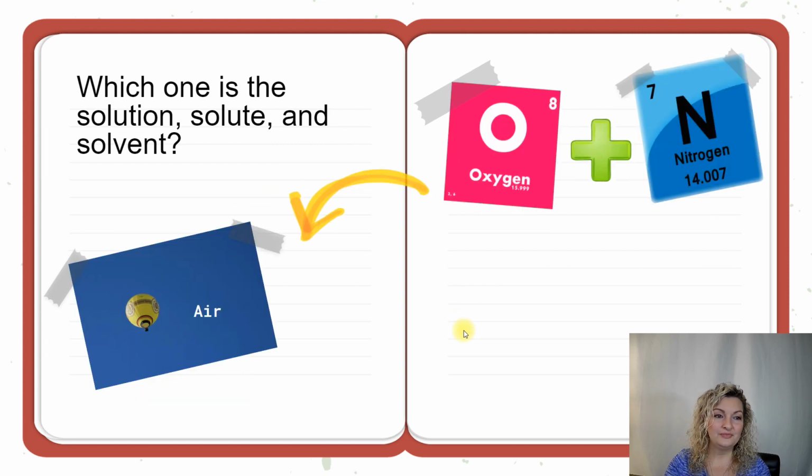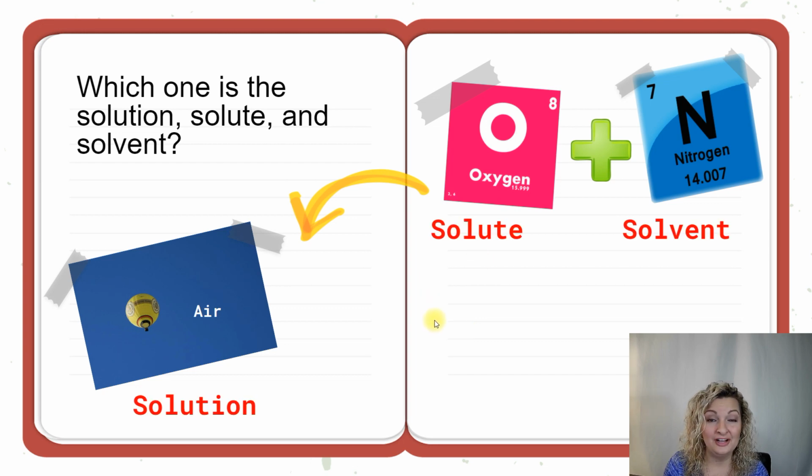Let's try another one. So which one is a solute, solvent, and solution? Pause your video. All right, let's go ahead and take a look at the answer when we're talking about air. So air is going to be mostly made up of nitrogen, and we're dissolving other things into it. One example would be oxygen. So oxygen is just going to be our solute, and we're dissolving that into our nitrogen, which makes up the majority of our air, and that's going to be our solvent. And then we mix those and create a solution, which is going to be air that we breathe. And this is a great example of a gas solution.